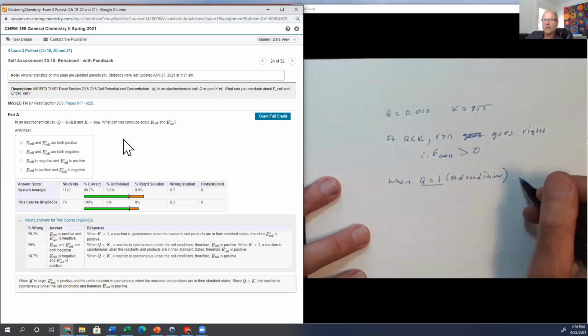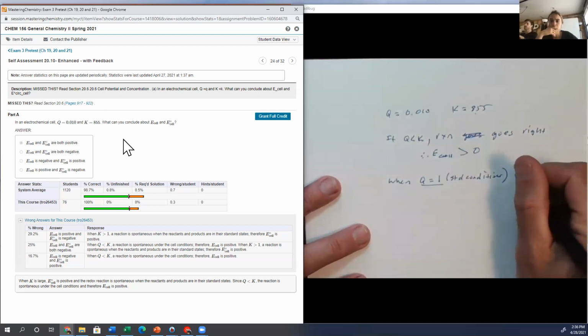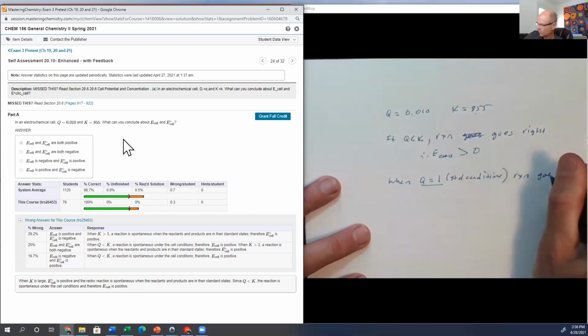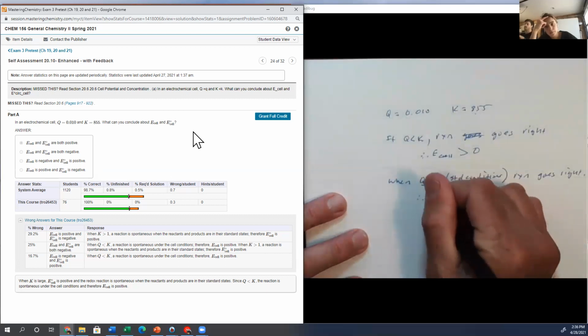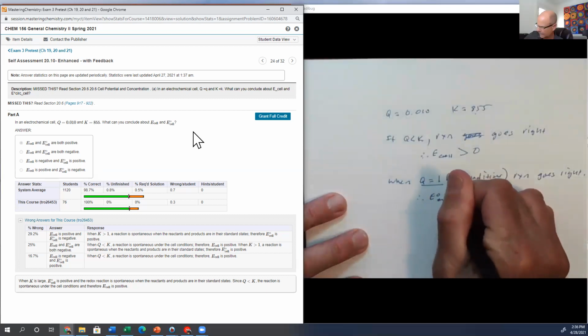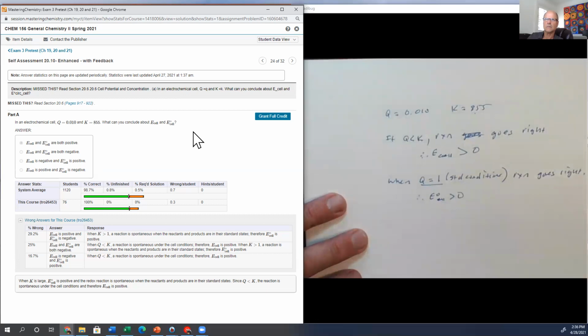Is it going to the right or to the left? To the right. When Q is equal to 1, the reaction goes right. So if the reaction is spontaneous under standard conditions, what does that tell you about E naught cell? It's positive as well. Correct. Therefore, E naught cell is greater than 0 as well.